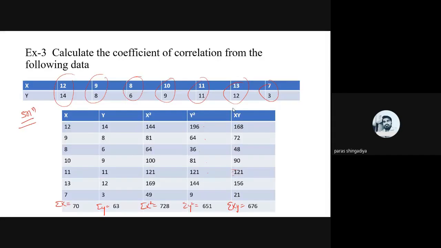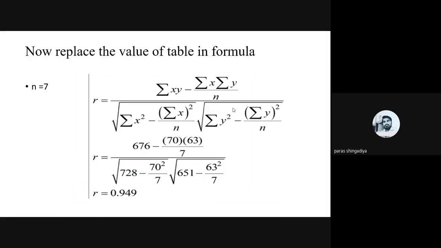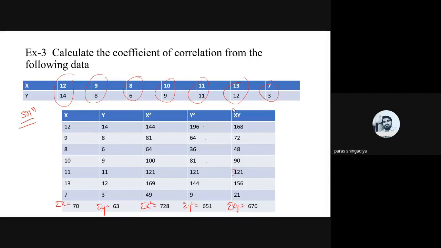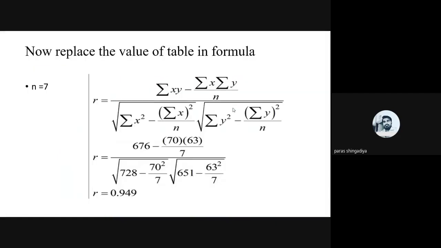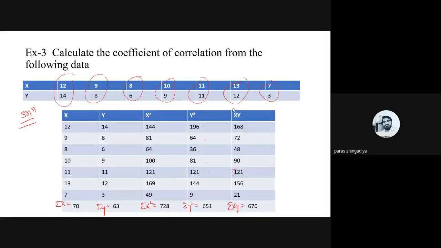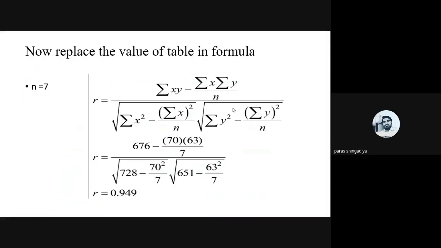Sigma xy value is 676 minus sigma x and sigma y, which are 70 and 63, and divided by 7. And now in the denominator, sigma x square value is 728 and sigma y square value is 651, and sigma x is 70 whole square divided by 7 and sigma y is 63 whole square by 7. Okay, so after solving this, you will get a positive correlation between the data.